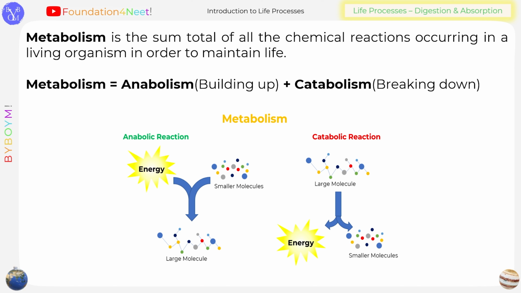One important characteristic is metabolism. It is the sum total of chemical reactions occurring in a living organism in order to maintain life. We can divide metabolism basically into two: anabolism and catabolism. Anabolism is the building up. You can see on your screen that smaller molecules and energy are utilized to make bigger molecules. Example, amino acids are joined together to form large protein molecules. On the contrary, if a larger protein molecule is degraded, energy is released and smaller molecules, that is amino acids, are produced.